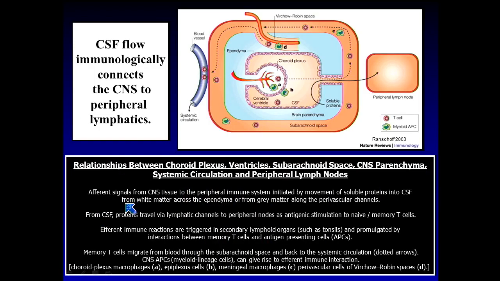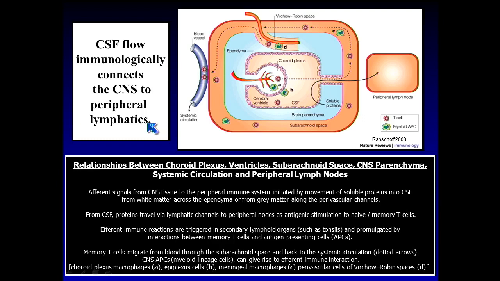This is a slide that is way too complicated. The point is that CSF flow immunologically connects the CNS to peripheral lymphatics. So we all learned probably in medical school or in basic physiology classes, and from our concepts of looking at brain tissues under the microscope for histologic examinations, that there are no true lymphatic spaces within the brain proper.